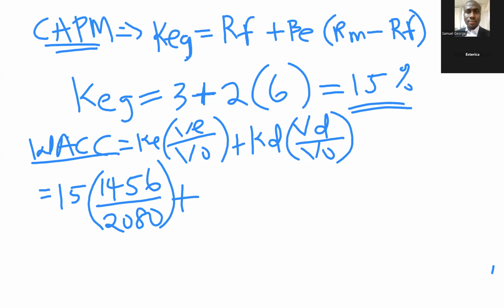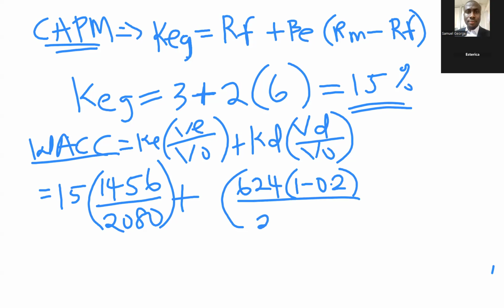And what is KD? 624 times 1 minus 0.2, 1 minus T, divided by 2,080. So what is KD? Go back to the question. What's the bank loan? It says 6% bank loan. So the cost of debt is 6% net of tax. Okay, so 6%.